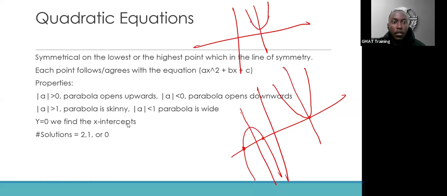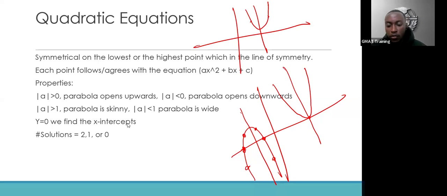Okay, so each point on that parabola or quadratic line also agrees with the equation of that parabola, such that if you take one solution of x and plug it back into that quadratic equation, then it suffices. If you do the same for the other x value, it does the same. If you take any other point on that line, it will always agree with that quadratic equation.